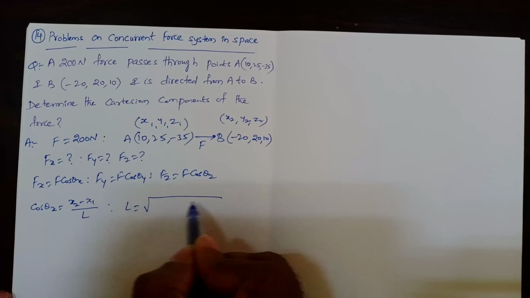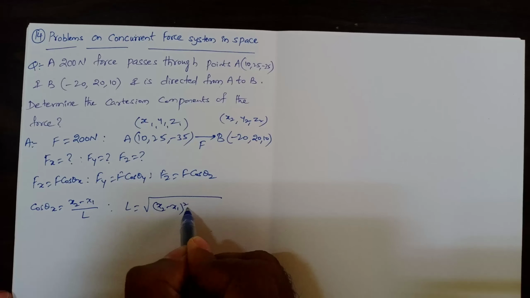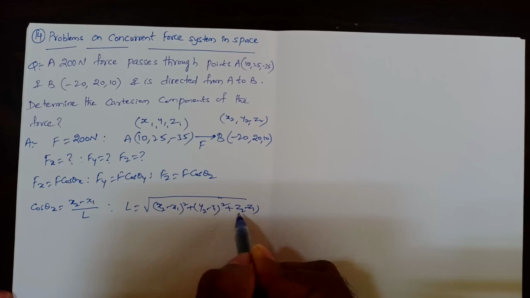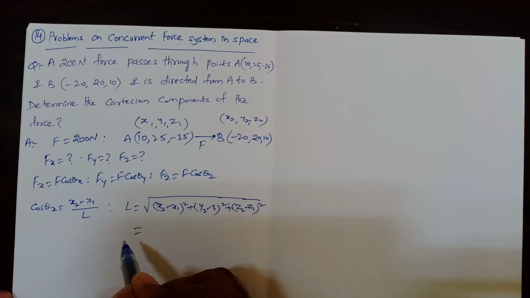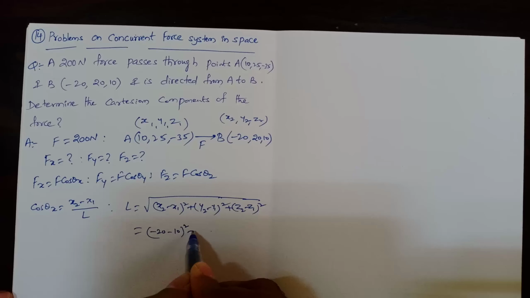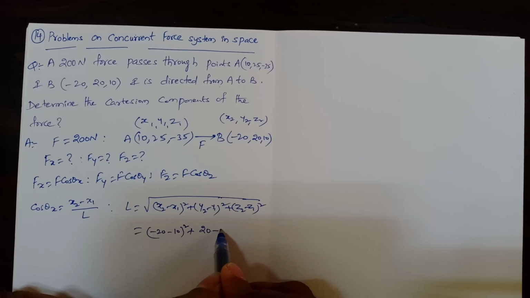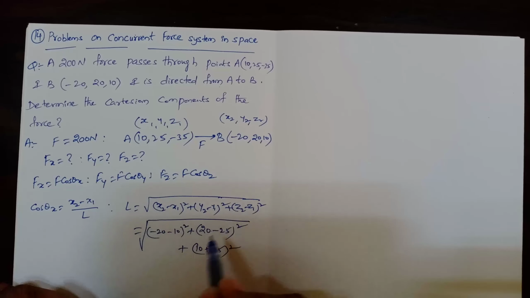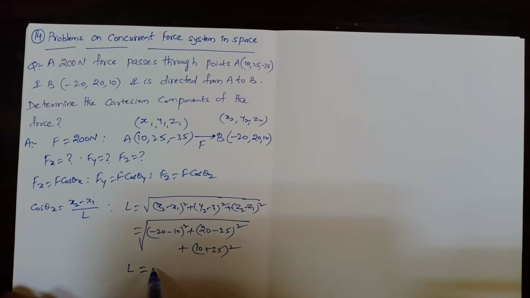L is equal to the square root of (x2 minus x1) whole square plus (y2 minus y1) whole square plus (z2 minus z1) whole square. Substituting the values, that is (minus 20) whole square, (20 minus 25) whole square, plus (10 plus 35) whole square, complete root. So we get this L value as some 53.314.